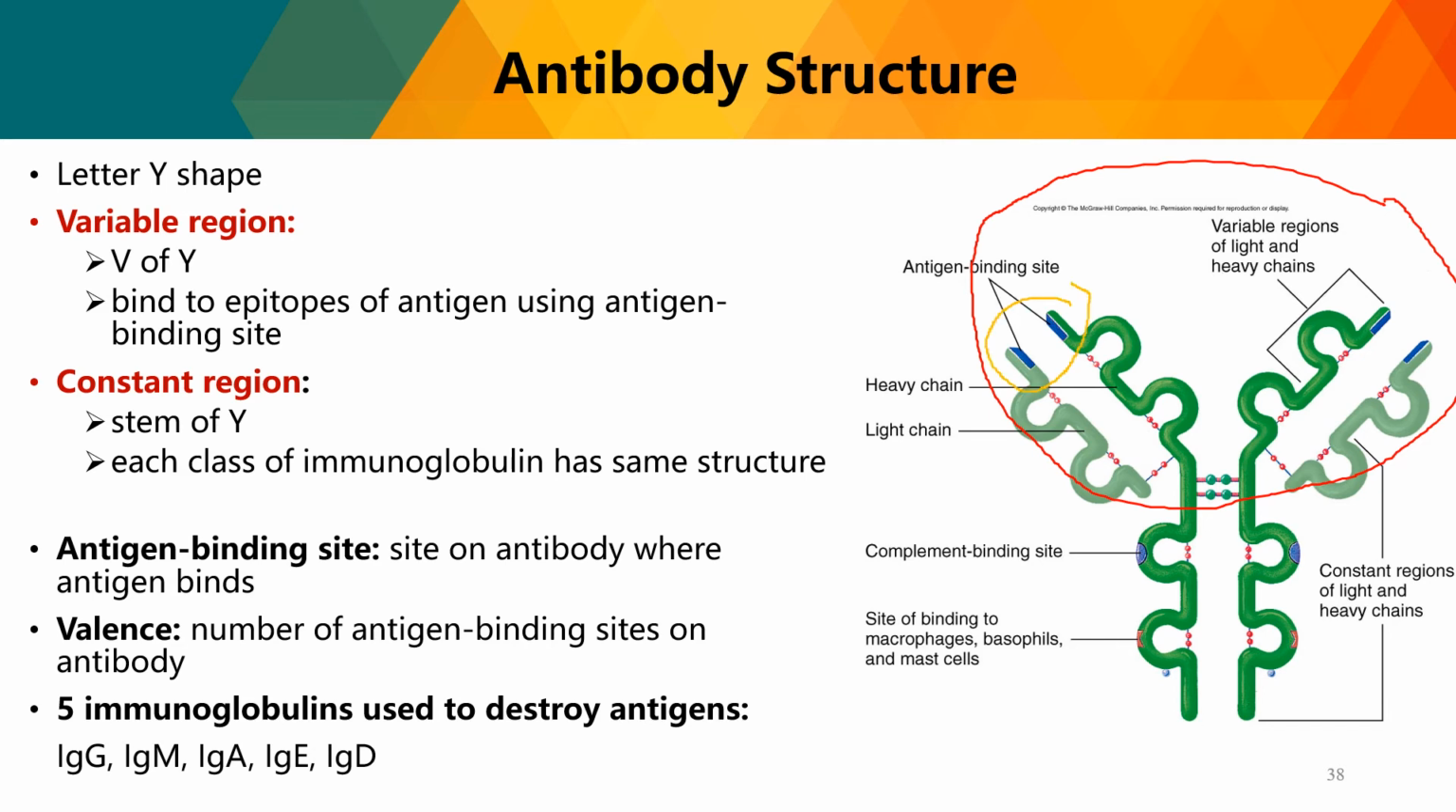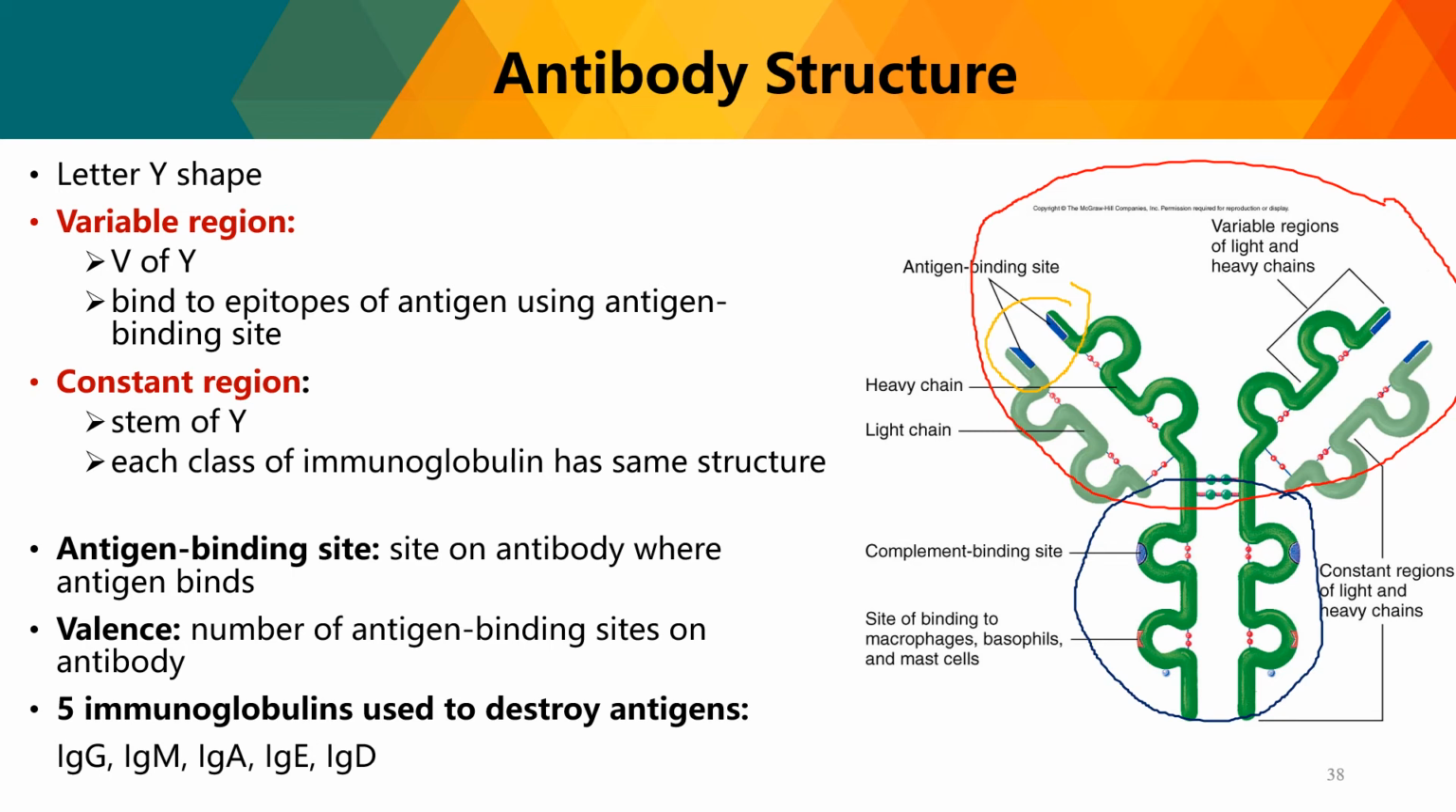The constant region can activate the complement or bind to other immune system cells such as macrophages, basophils, or mast cells. In this image, the constant region that we are talking about is this one, the lower region. This is the constant region or the constant binding site. This red here shows you the site where the macrophages, basophils, and the mast cells can bind to. The antigen binding site is the site on the antibody where antigens can bind.